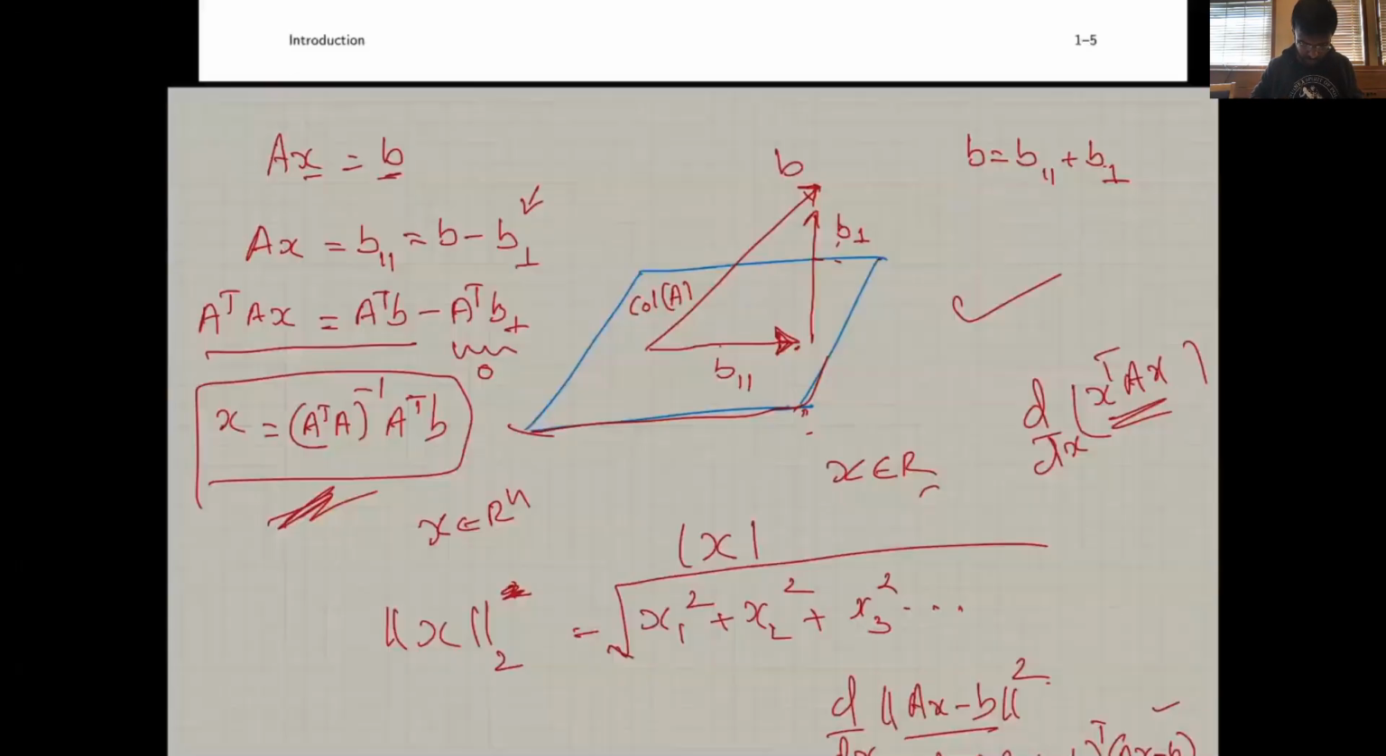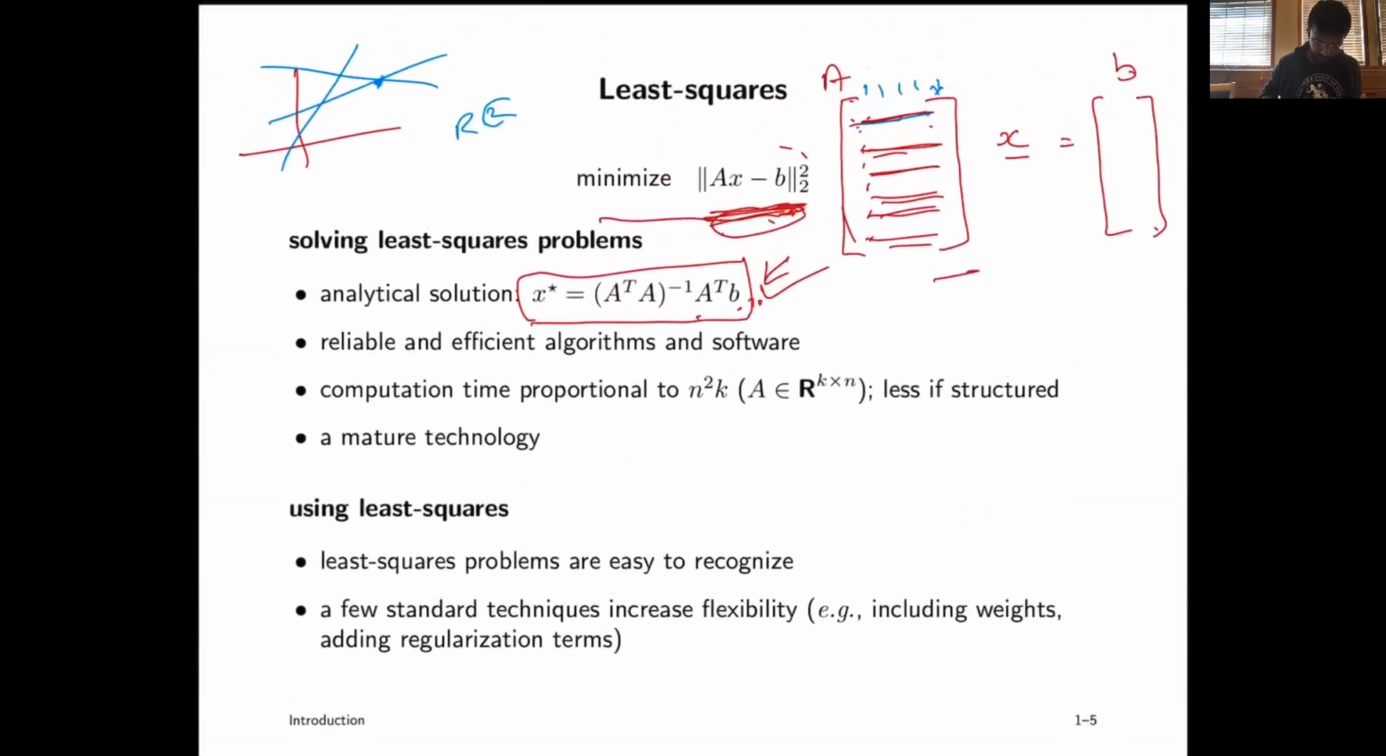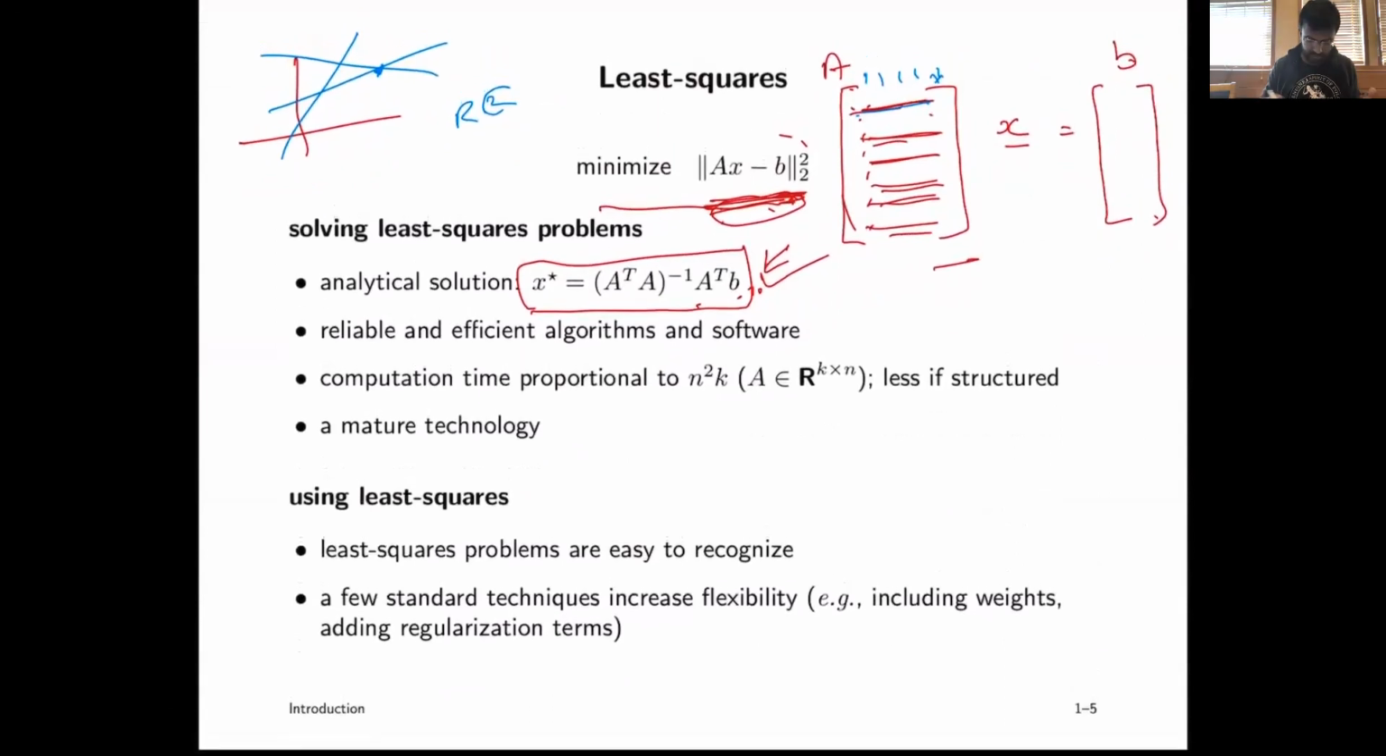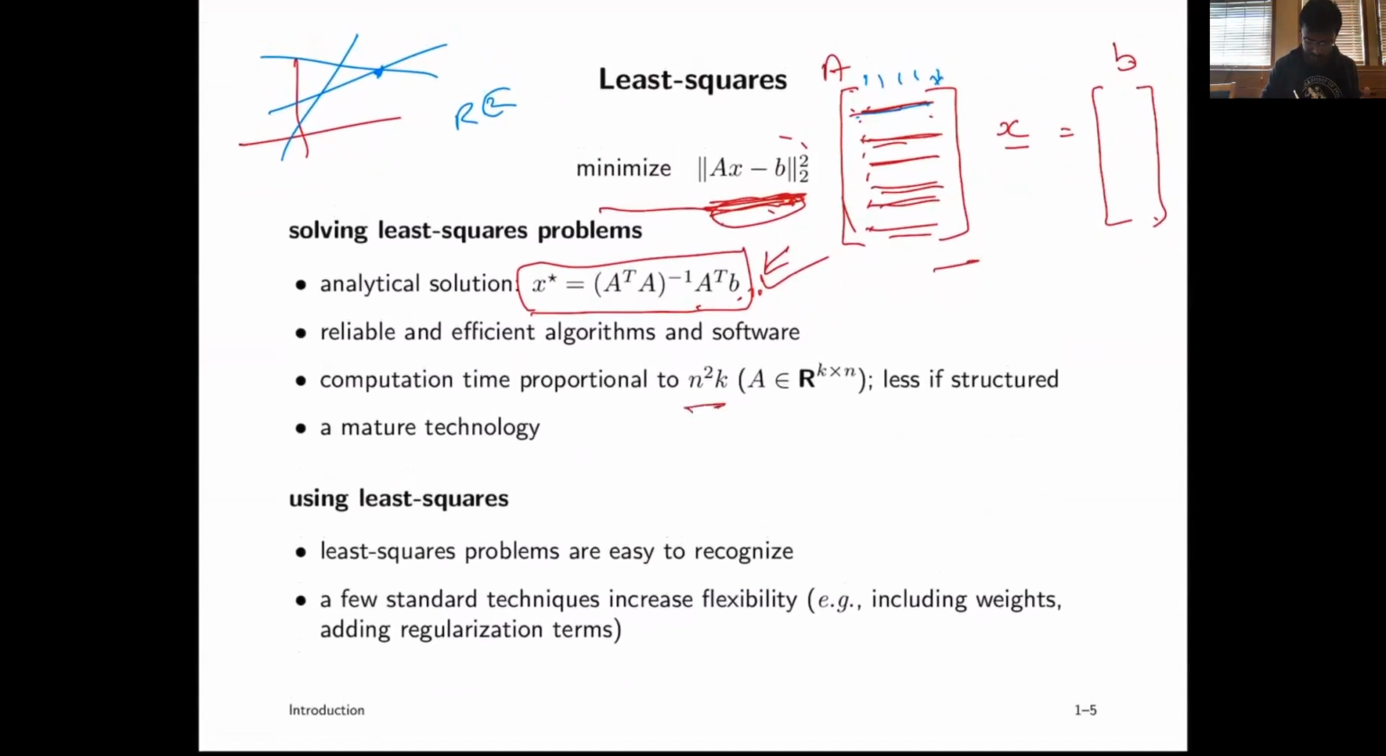Yeah, so we just saw what a least square problem is, and we know that it is solvable and has a solution, right? At this time we are not much worried about the computational complexity and all. We will have a separate lecture on that later in this course.